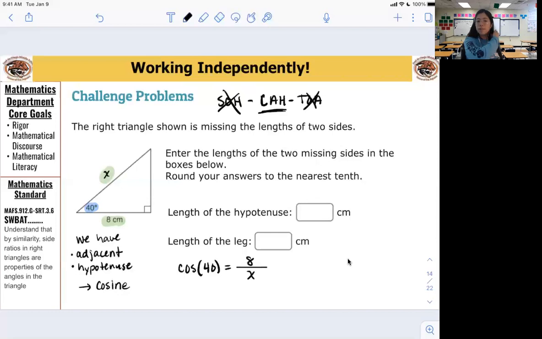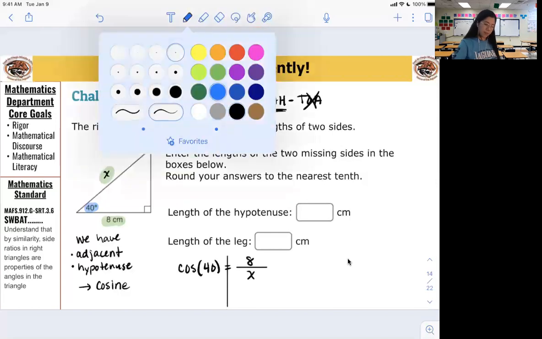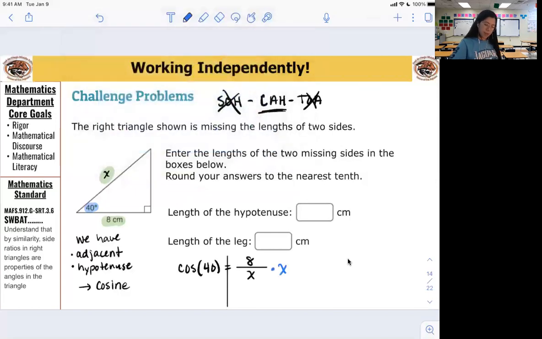So there's my equation. Now I have to solve this equation and figure out the value of X. What would I have to do to both sides? Multiply. Good. We're multiplying by X because we want to get the X out of the denominator. So now I have x times the cosine of 40 equals 8.